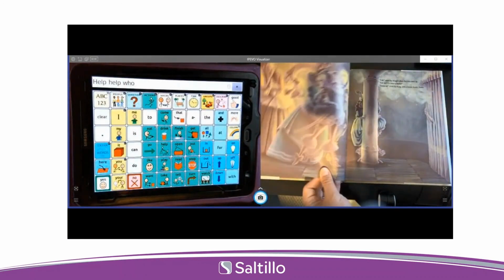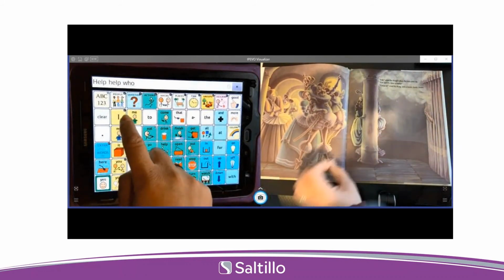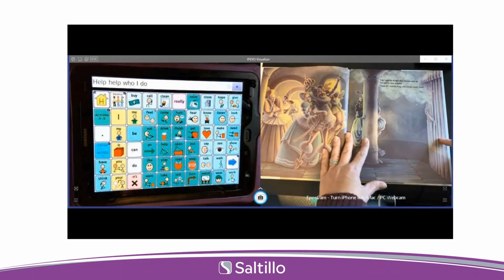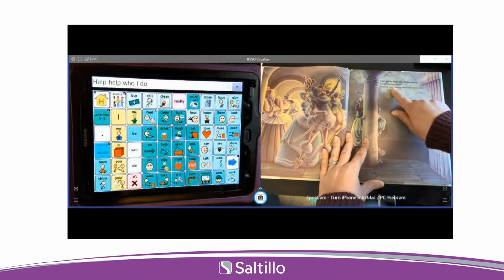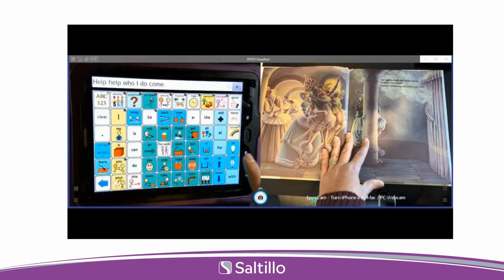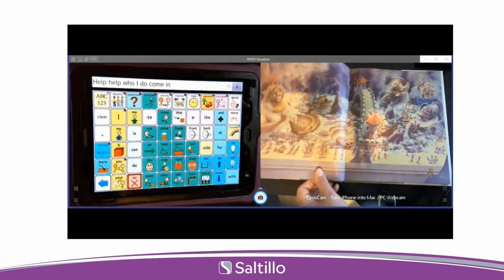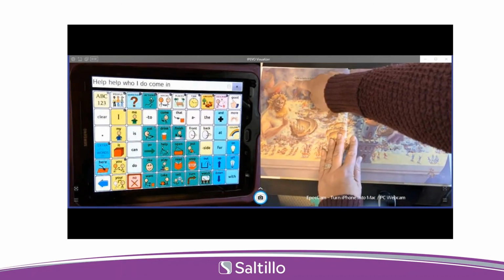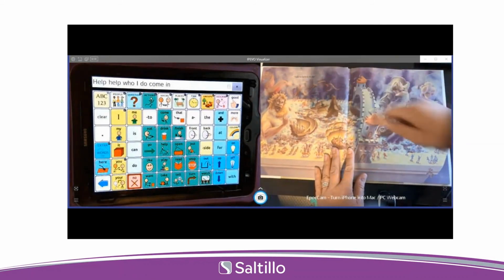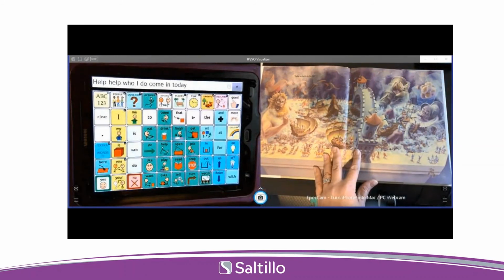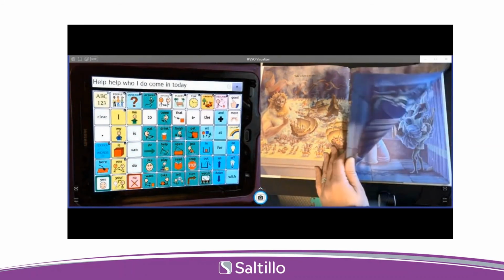Let's turn the page. Oh, I think someone knows what to do. I do, cried the knight when the sun came up. Get out! It's time to battle. Come in, cried the king. Come in. Today, we battle in the tub.